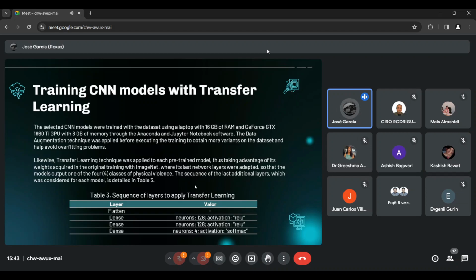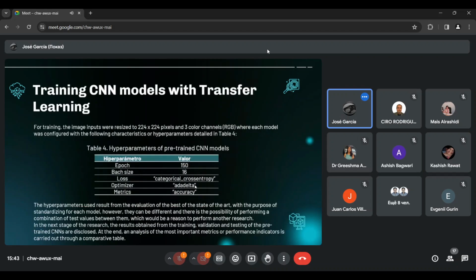We can see the sequence of layers applied after transfer learning: a flatten layer, a dense layer with 128 neurons and ReLU activation, and a dense layer with 4 neurons and softmax activation. For training, the image inputs were resized to 224 by 224 pixels and 3 color channels RGB, and each model was configured with the characteristics and hyperparameters detailed in table 4, hyperparameters for the trained CNN models.